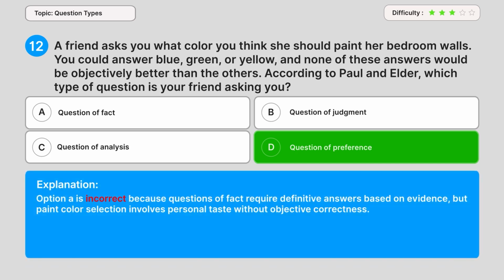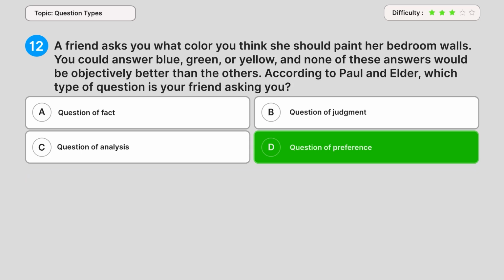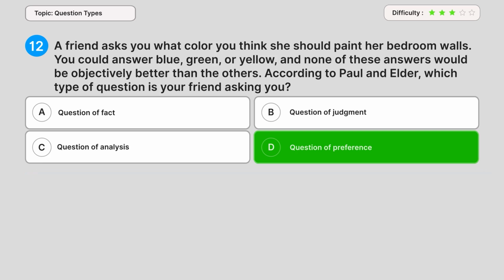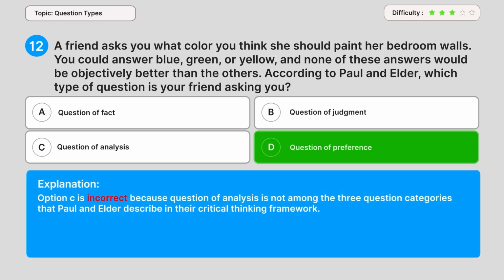Option A is incorrect because questions of fact require definitive answers based on evidence, but paint colour selection involves personal taste without objective correctness. Option B is incorrect because questions of judgment have competing answers where some are better than others based on reasoning, unlike purely subjective preferences. Option C is incorrect because question of analysis is not among the three question categories that Paul and Elder describe in their critical thinking framework.